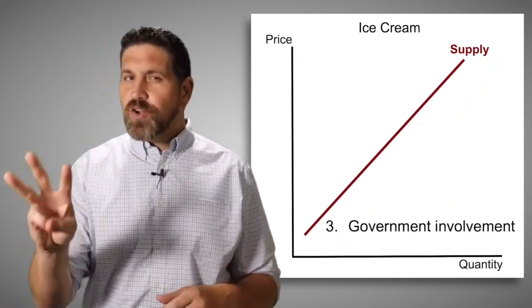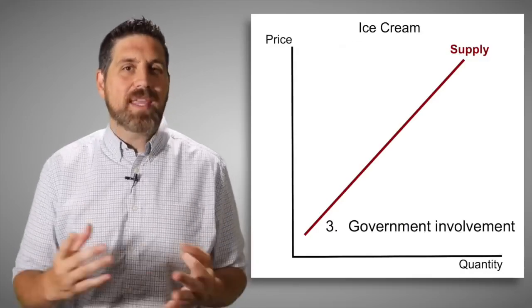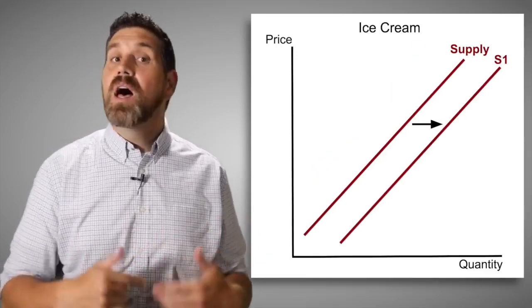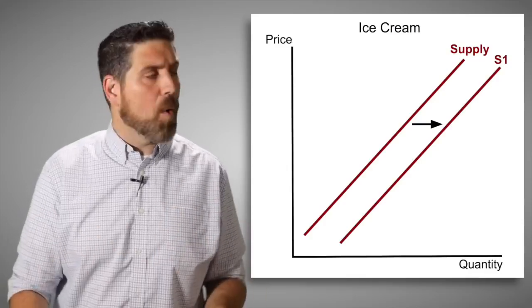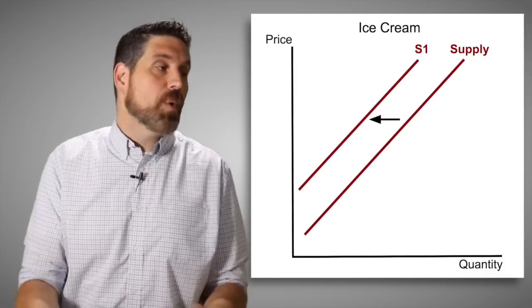shift to the right. The third shifter is some sort of action by the government, so subsidies or taxes or some sort of regulation. So a tax on ice cream producers would cause the supply to decrease and shift to the left. A subsidy, if the government gave them more money to produce more, that would shift it to the right. And some sort of regulation, like limiting the amount of ice cream we could produce, would decrease the supply.